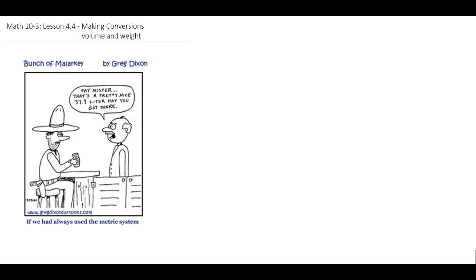Math 10-3, Lesson 4.4, Making Conversions. We're going to be working on converting between volume and weight, and we'll get to that in a minute.